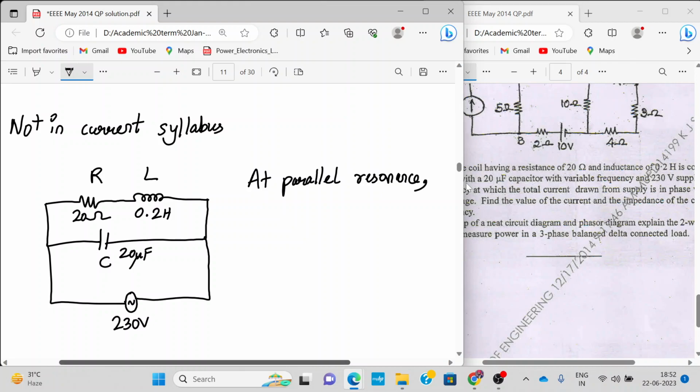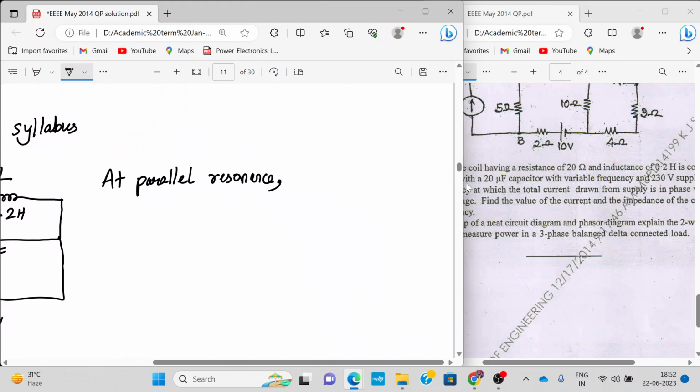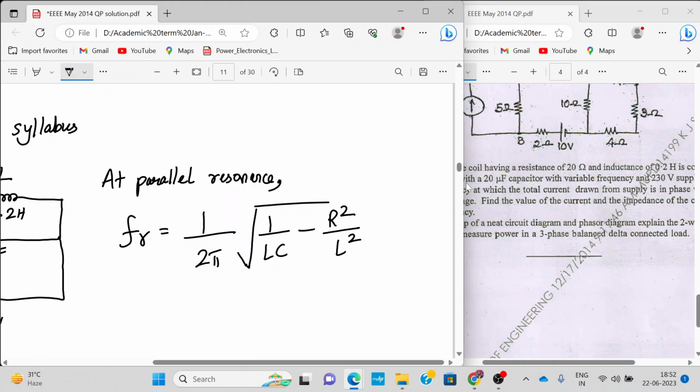So all the formulas related to parallel resonance will be asked. Your FR is asked, the resonant frequency. Next we have to find ZR, the impedance at resonance, and the current at resonance. R represents resonance. At parallel resonance, the frequency formula is given by 1 upon 2 pi, a standard formula. Remember in series resonance it was just 1 upon root LC, right? But here it also has R square upon L square. So this is the formula.